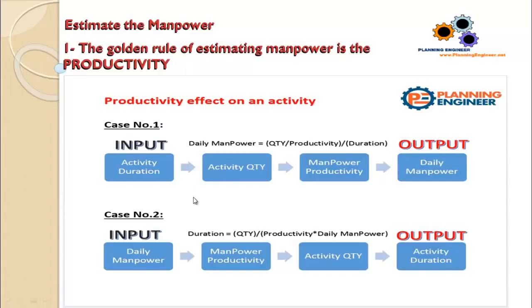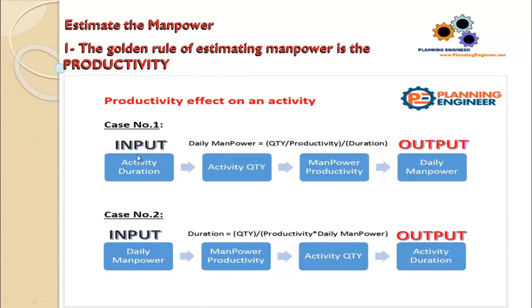Case number two, if we have the daily manpower and it is fixed, let's say we have a limited number of manpower, the manpower productivity and the activity quantity will definitely lead to the activity duration. And the activity duration in this case equals quantity divided by productivity multiplied by daily manpower. This is a very simple formula. Just take a second to look at this formula because this is the base of calculating and estimating any manpower in construction projects. Again, I will repeat this one again.